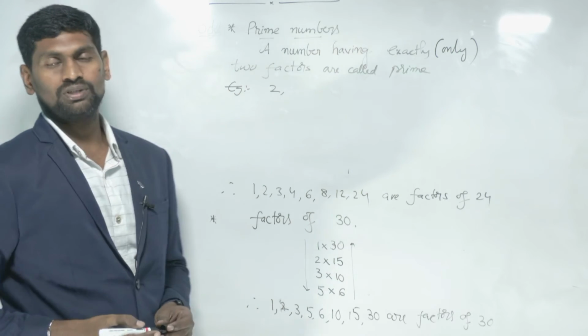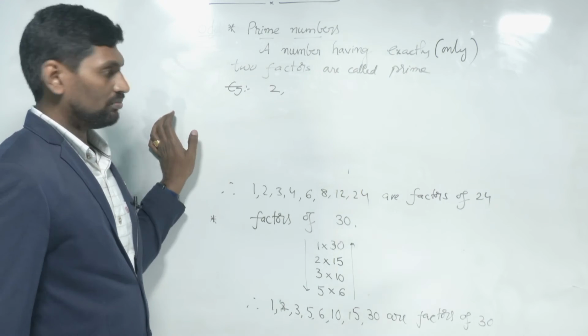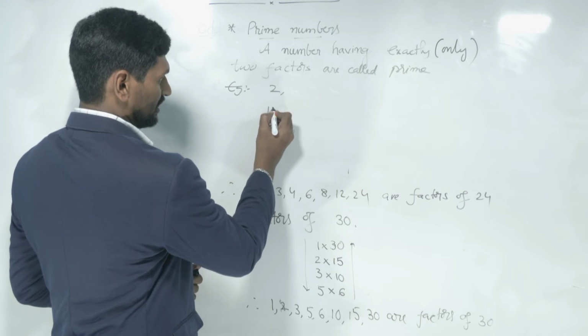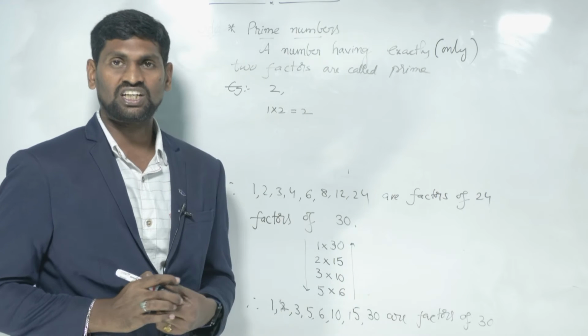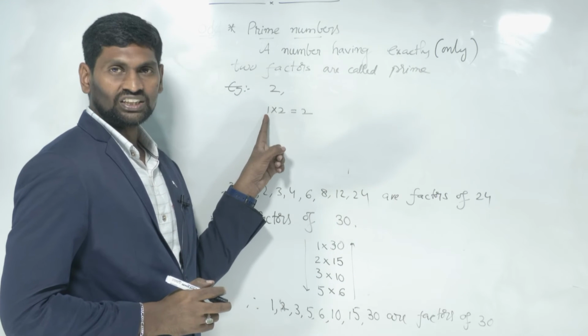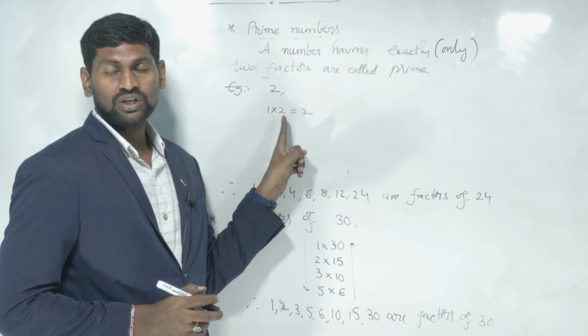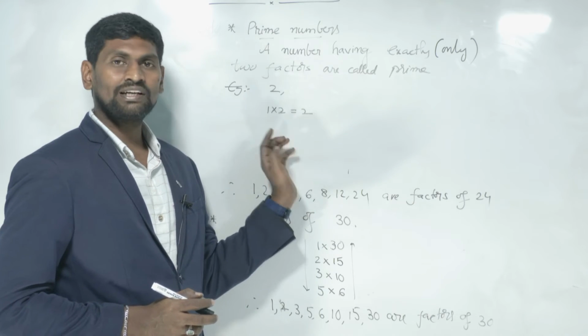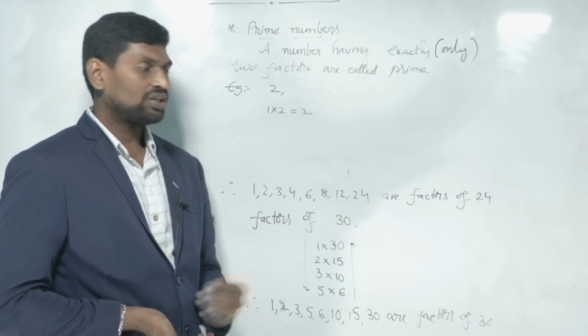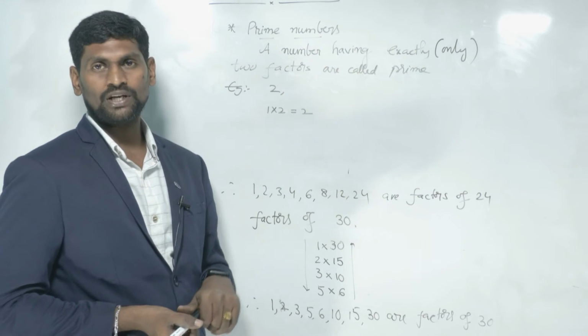2 is a prime number because 2 comes in the table of 1: 1 twos are 2. It won't come in any other table. Here 1 is a factor, and itself is a factor, 1 and itself. So only two factors, so 2 is a prime number.